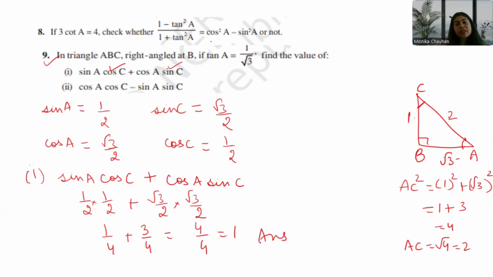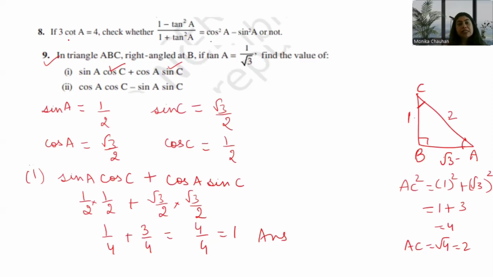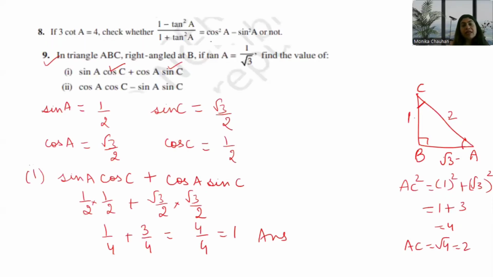Now let's find out the second one. What you have to calculate in the second is cos A cos C. So cos A cos C. Then we have minus sine A sine C.